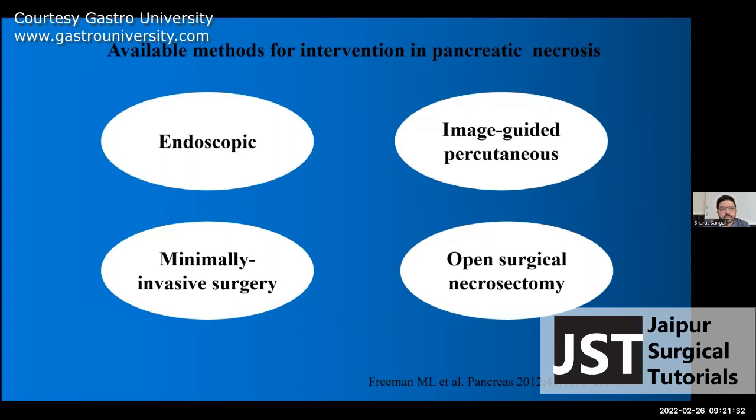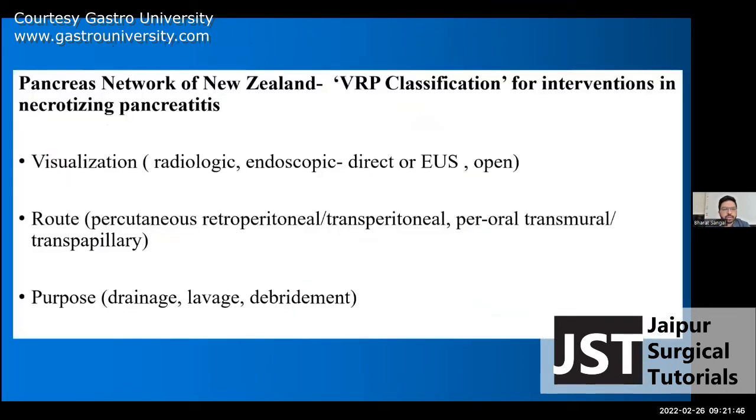So to summarize, the available methods for intervention in pancreatic necrosis were either image-guided percutaneous drainage, endoscopic, which included direct or EUS-guided, minimally invasive surgeries, or open surgical necrosectomy. The Pancreas Network of New Zealand suggested a VRP classification.